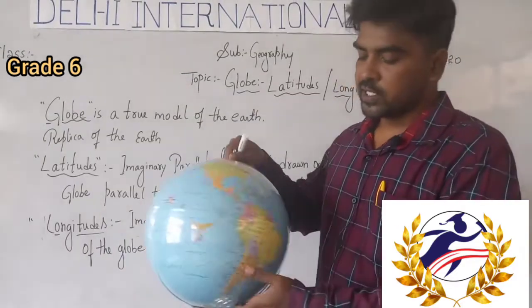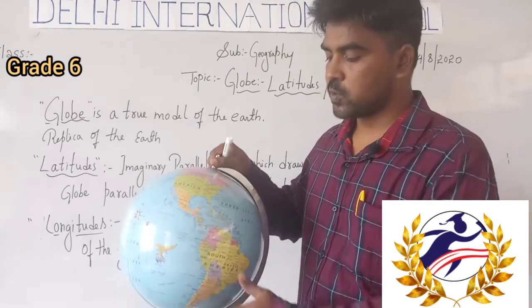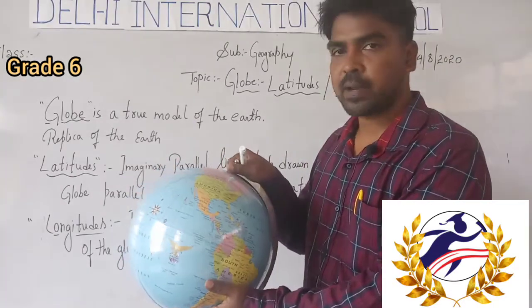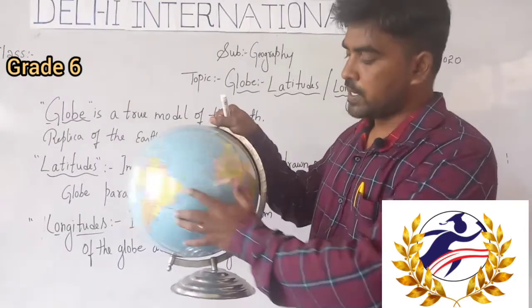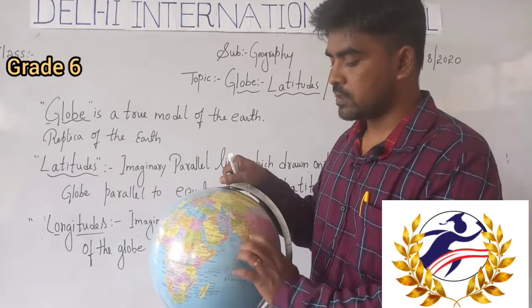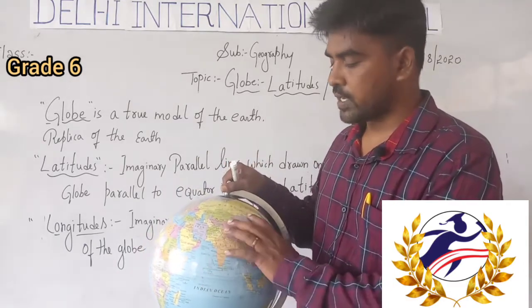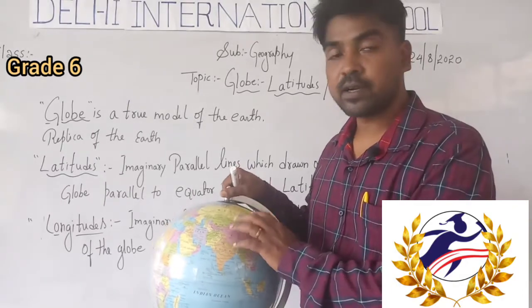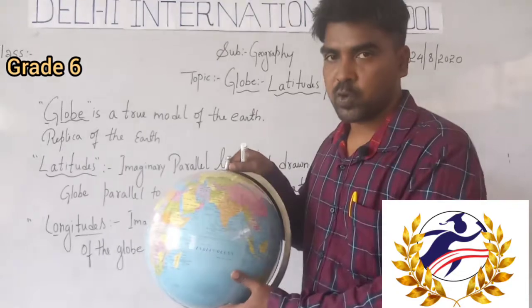Okay. So, this is the model of the earth and it is a replica of the earth. Just like in a globe, our planet earth is also visible the same. We can see the many continents and the seas and oceans and different countries. We can learn many things with the help of globe.